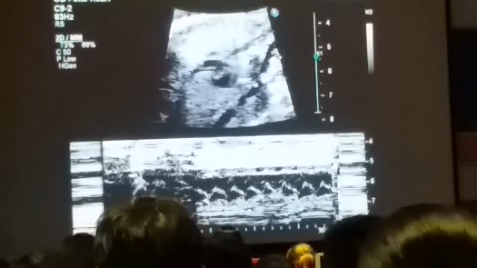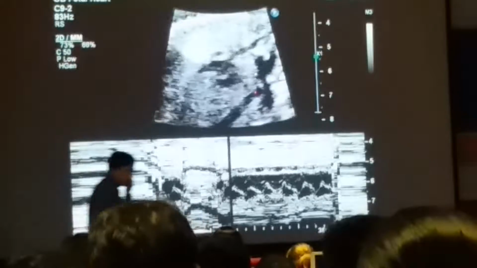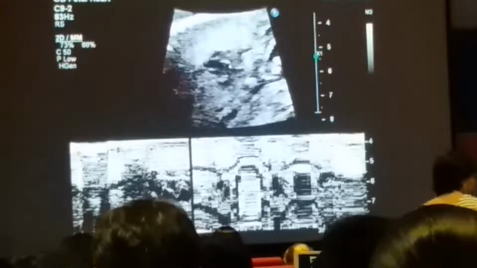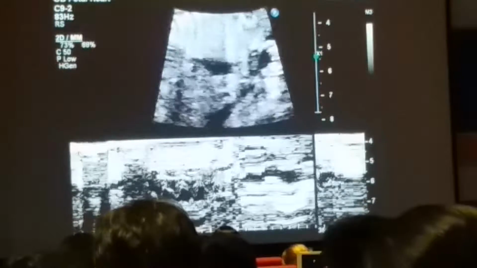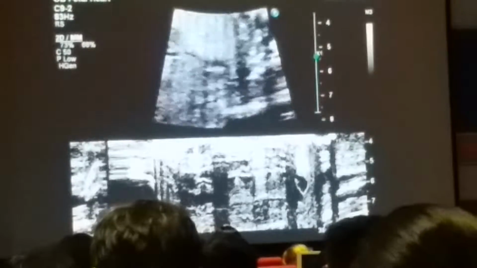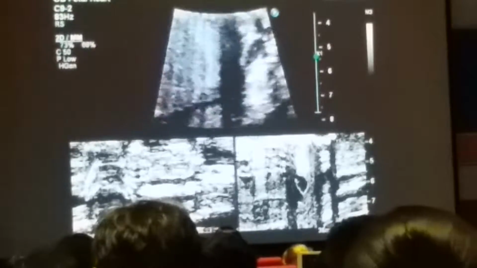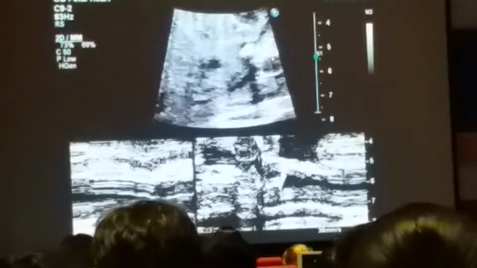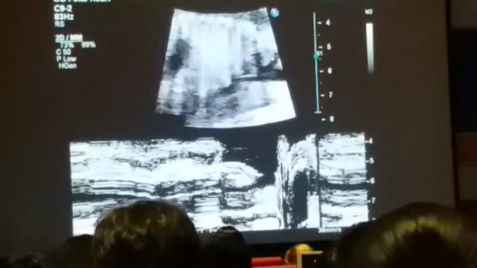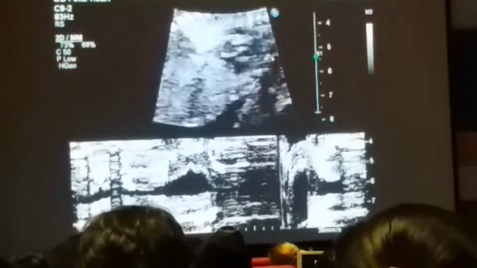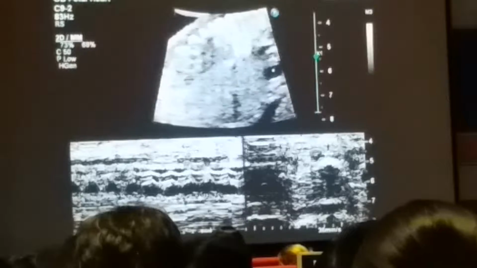There's SVC and IVC coming in. There's the right atrial appendage there. Okay? SVC, IVC. Excuse me. There's the central aorta. Let's try and put the M mode through the valve there.